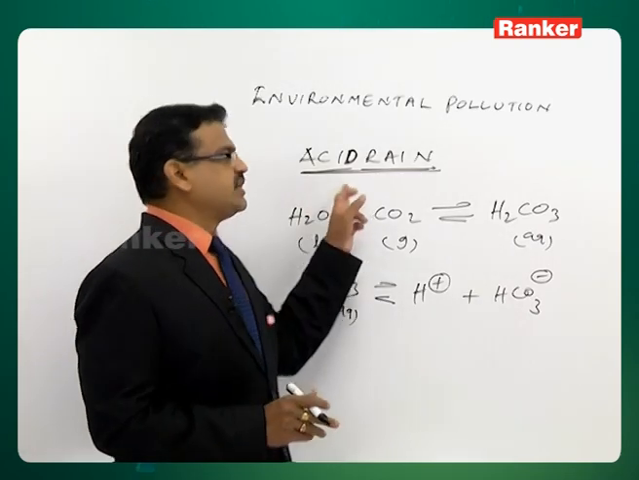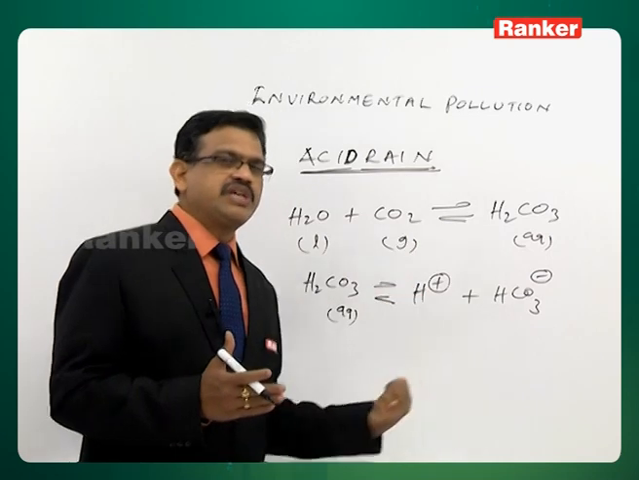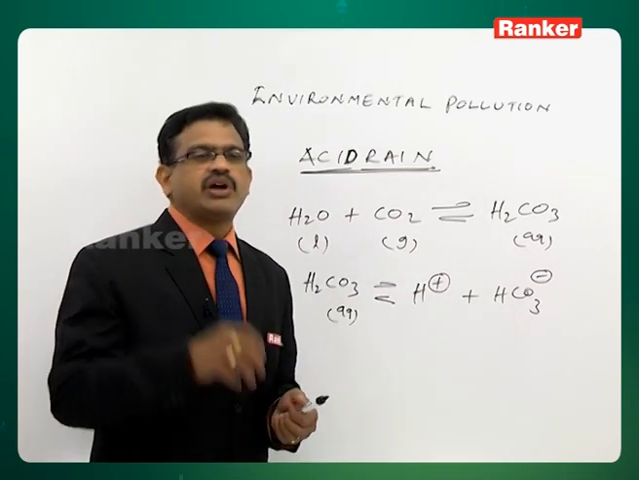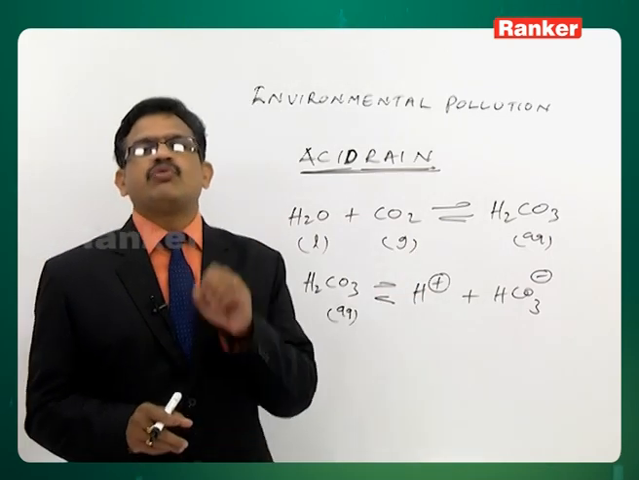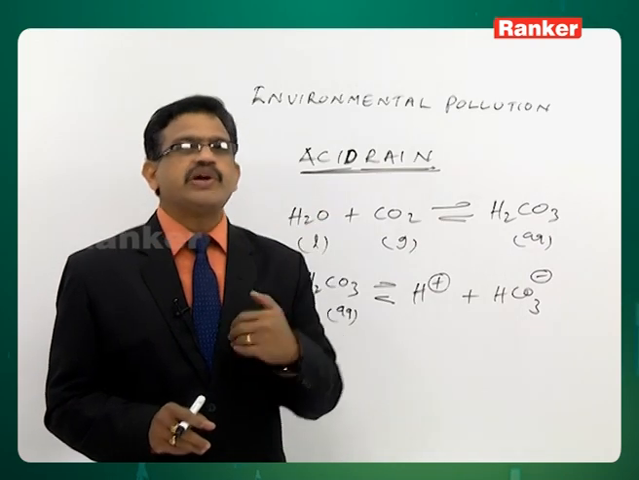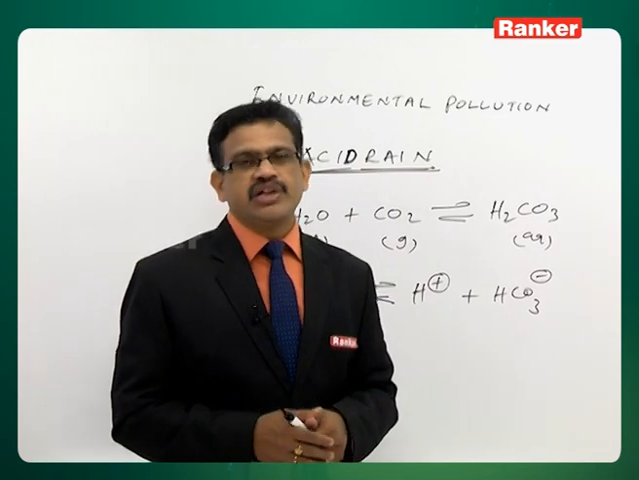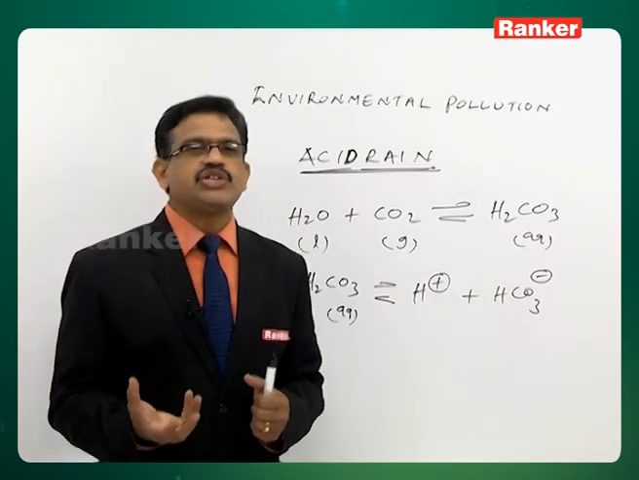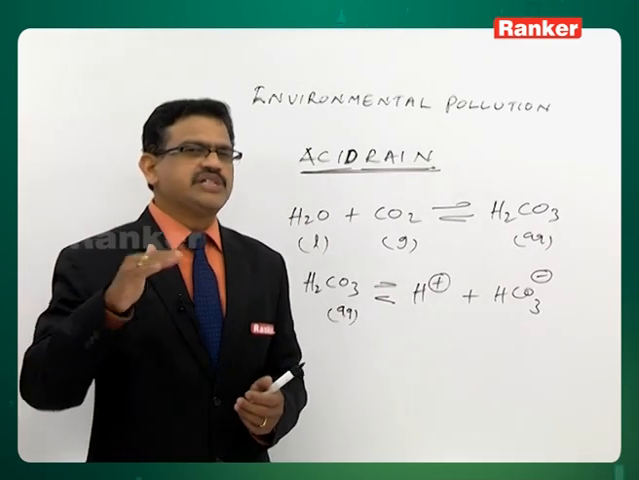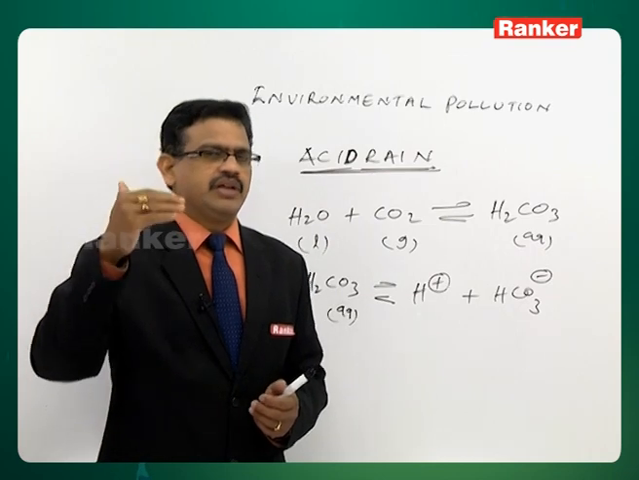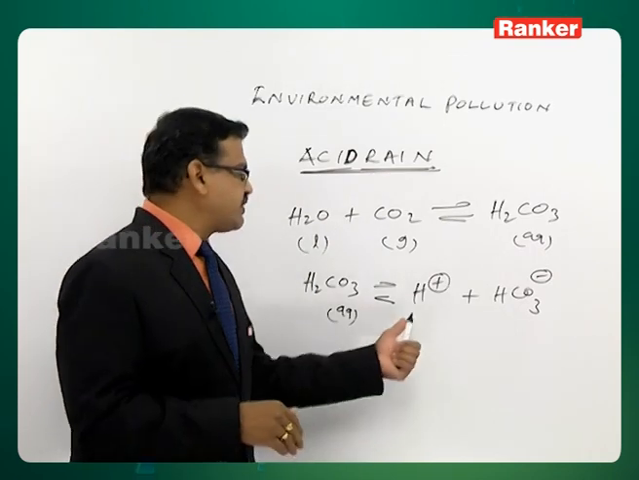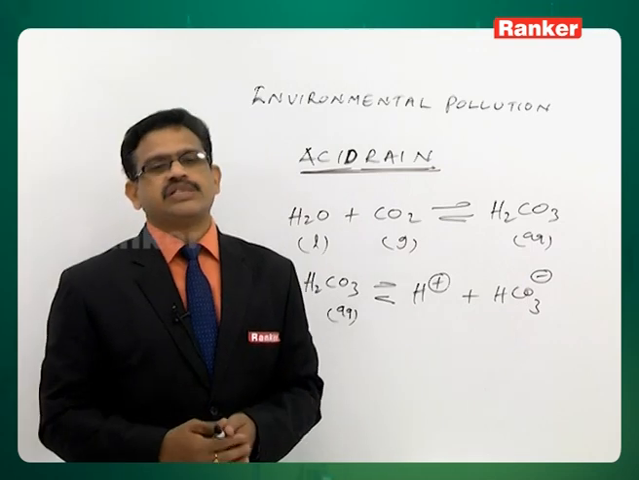So that's the reason the rain which has more H plus ion concentration is called acid rain. When the pH of the rainwater drops below 5.6, it is converted into acid rain, or rain with acidic nature. Normally rainwater pH is up to 5.6, but if it drops because of excess H plus ions entering there, it causes acid rain.